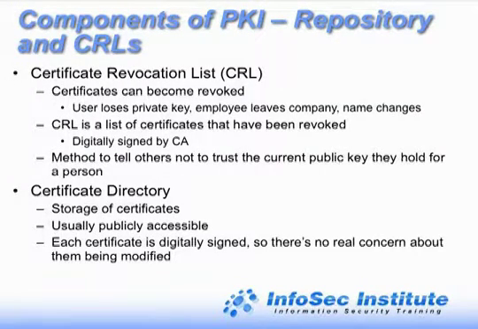Okay, other components in the PKI. There's a repository and CRLs. CRL, the certificate revocation list, is where certificates can be revoked. A user loses a private key, an employee leaves the company, a name changes, anything changes in the certificate, you put it up on the CRL. And the CRL is basically what's supposed to be validated before the PKI finishes. So if you look at that certificate, it's going to say this is a bad one, don't trust it. A CRL is a list of certificates that have been revoked, digitally signed by the CA, and a method to tell others not to trust a current public key that they hold for a specific entity, person, or asset.